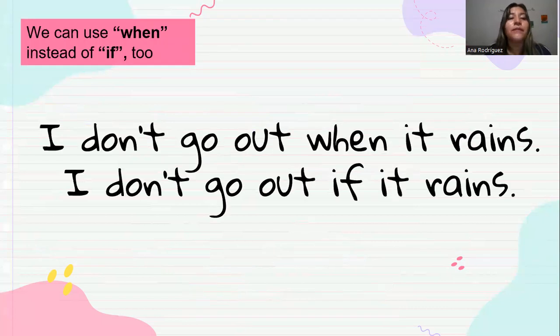And also, we can use when instead of if too. Okay, when we are talking about the zero conditional, we can use when or if, and they work in the same way. So I can say, I don't go out when it rains, or I can say, I don't go out if it rains. So they both are working in the same way. You can use either when or if.